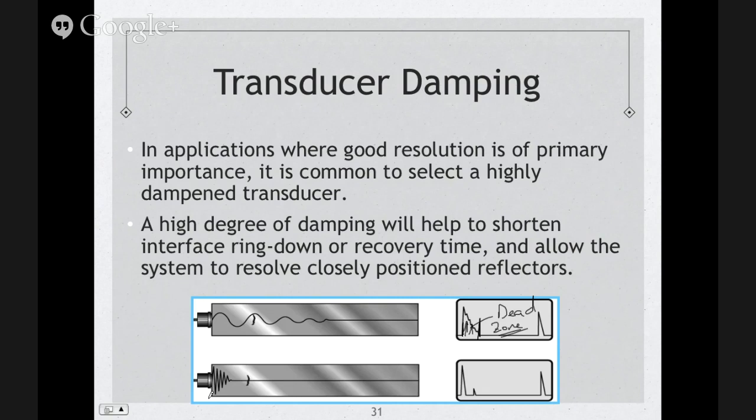So in applications where good resolution is of primary importance, it's common to select a highly damped transducer. A higher degree of damping will help to shorten interface ring down, meaning this ring down here, or recovery time, and allow the system to resolve closely positioned reflectors. Closely positioned reflectors to the surface, that's near surface resolution.